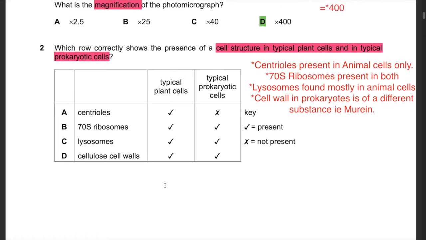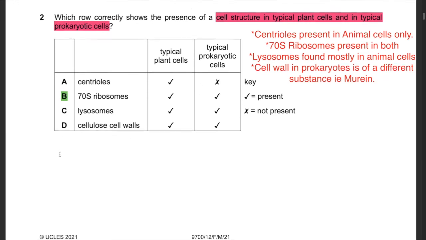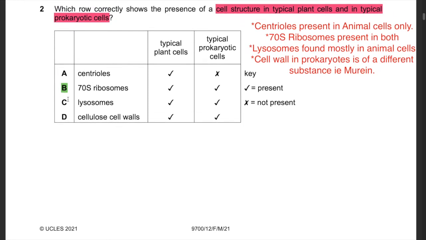The second question, they're asking which structures are present in typical plant cells and in typical prokaryotic cells. So in both of them. Centrioles are present only in animal cells. 70S ribosomes are present in plant cells due to their presence in chloroplasts, and in prokaryotic cells. So that's obviously the answer, C. Lysosomes are found mostly in animal cells, and cellulose cell walls are only in plant cells, because cell walls of prokaryotic cells are made up of a different substance, which is murein, a peptidoglycan substance.